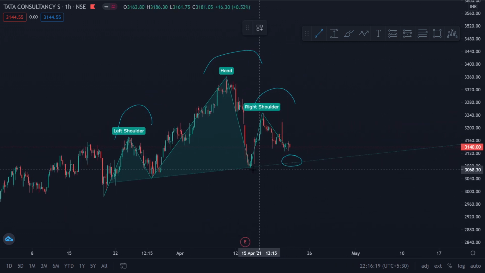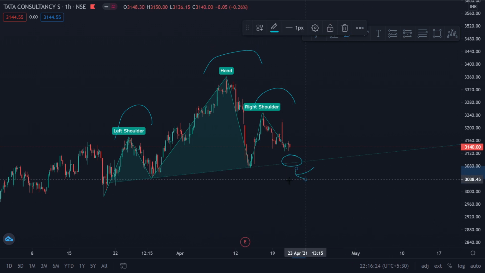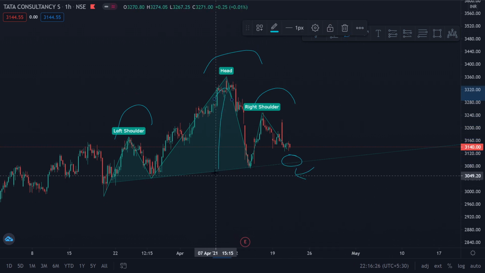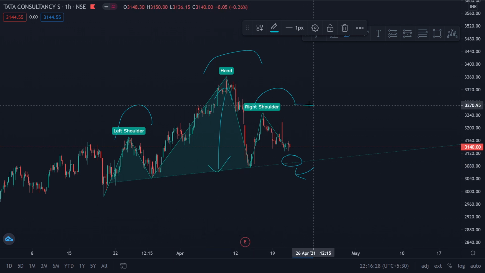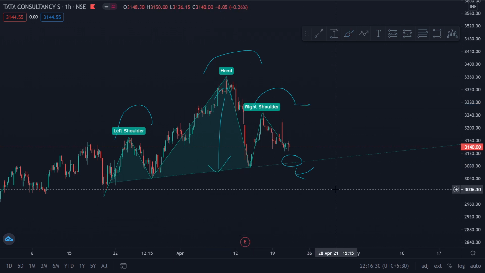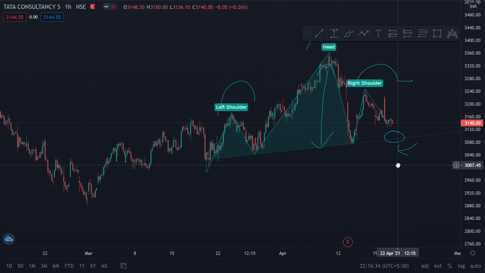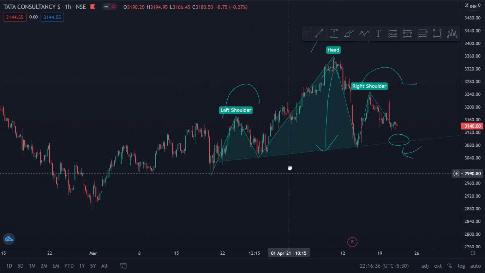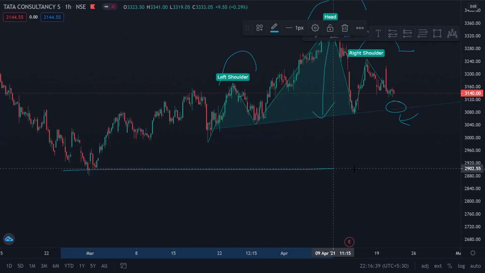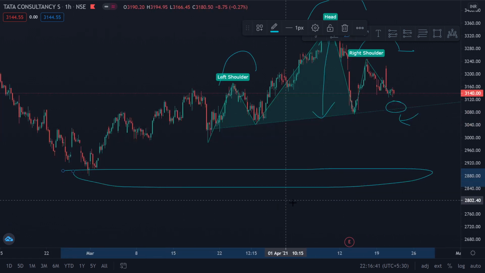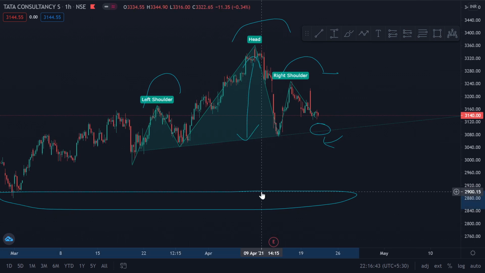If it breaks this level, you can short sell with targets of this much, and your stop loss here. So you can get a decent risk to reward of, let's say, 1.4 to 1.5. And you also have a support region in this area where your targets will be put.